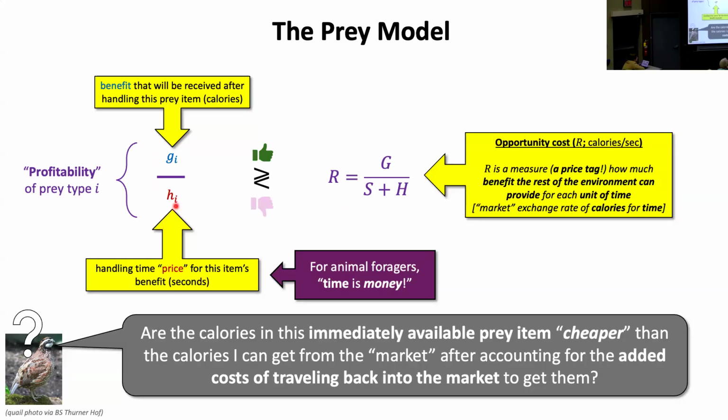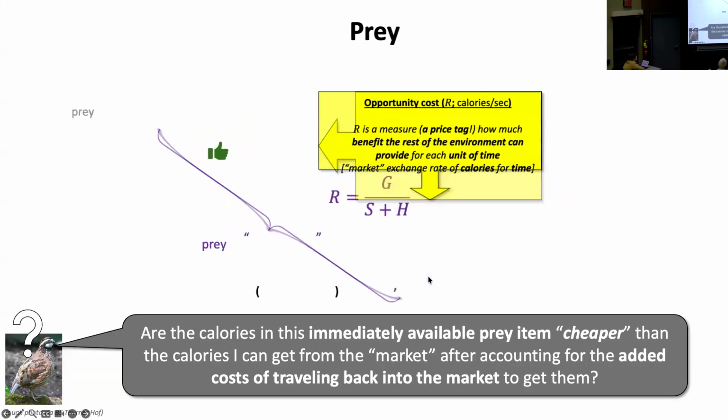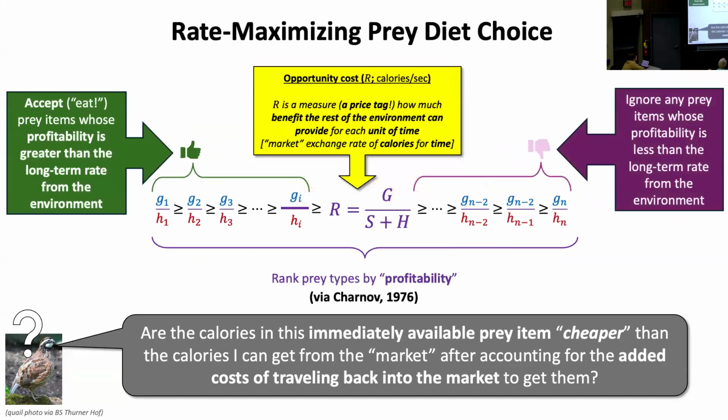The handling time there. That ratio, that calories per second ratio, that's basically a power ratio. Remember, this is energy per unit time, that's power. So how many watts of power do I get out of this thing compared to how many watts of power do I get out of the background environment? How many calories per second? So that's the profitability. And so what we're going to do is just sort all of our prey items and come up with a cutoff value.